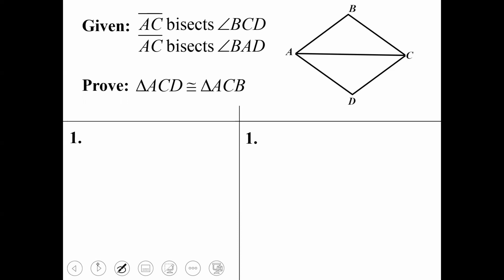Our first given says, line segment AC bisects angle BCD. Our second given is line segment AC bisects angle BAD. We're trying to prove that triangle ACD is congruent to triangle ACB. First things first, what's our first statement? Good. Side AC bisects angle BCD. What is our reason? Good, it is given.